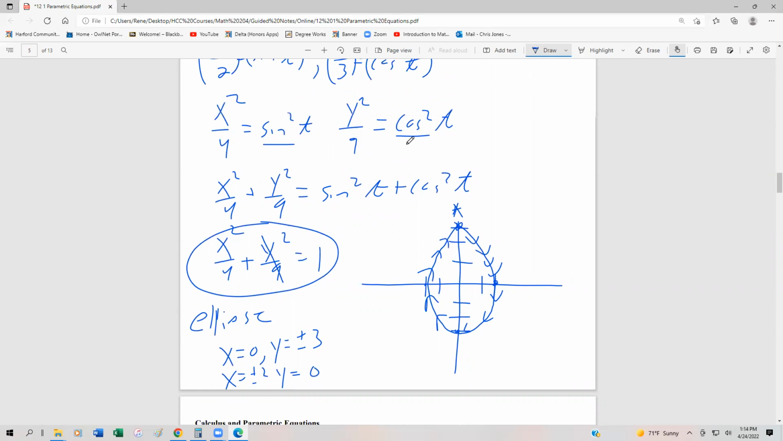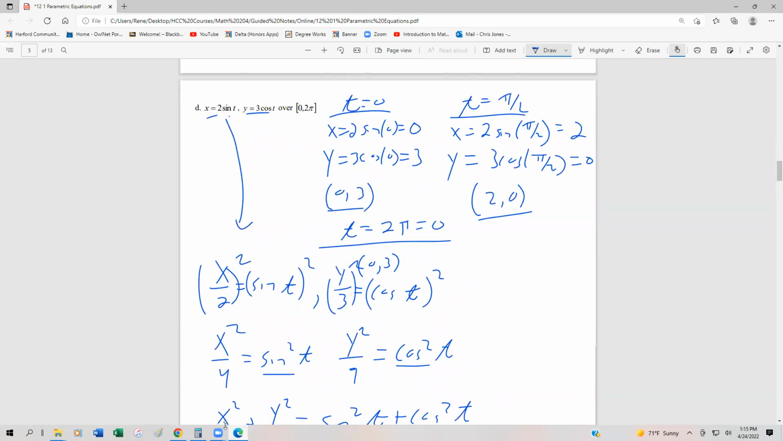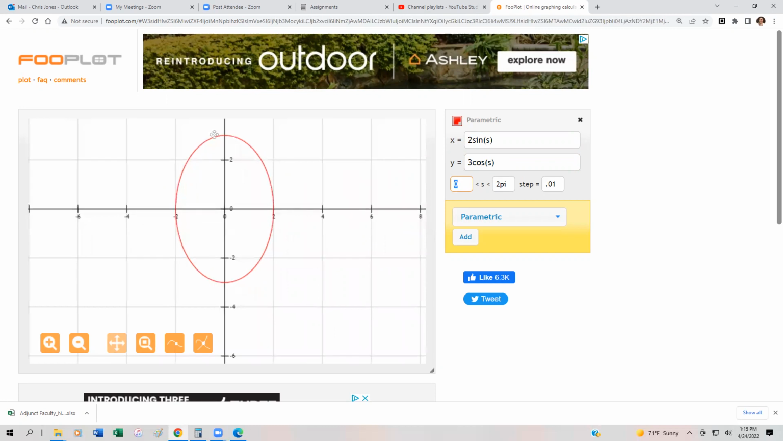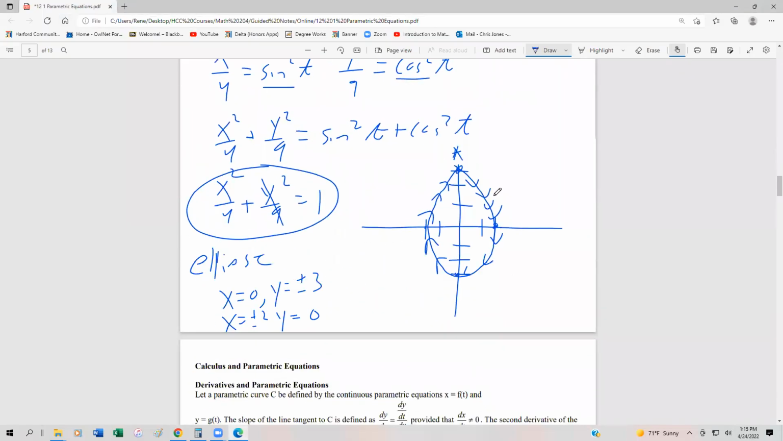Last thing we're going to do is verify what the graph looks like by using our technology. So we have 2 sine t, 3 cos t. So we have 2 sine of s and 3 cos of s. And notice that it does indeed give us a nicer ellipse, much nicer than the one I drew. However, this is the one we did by hand, and it gave us the orientation. The orientation is difficult to get by just looking at a regular graph.